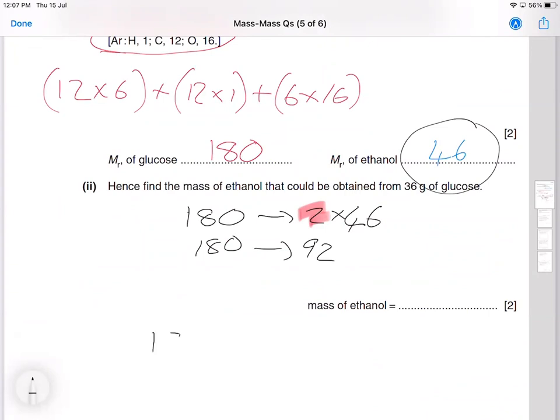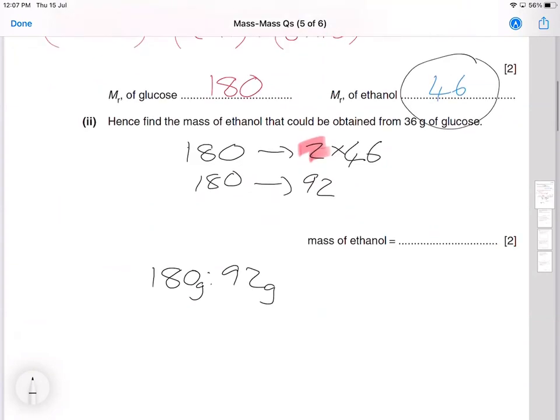So in other words, the ratio of glucose to ethanol is 180 to 92. So if I had 180 grams of that, I could make 92 grams of that. Cool. And then the question just asks how much could be produced from 36 grams. And then this becomes, let's call it in brackets, X. X meaning it's just the unknown quantity. And then however you solve ratios is completely up to you. There's about 1,000 ways to do ratios.